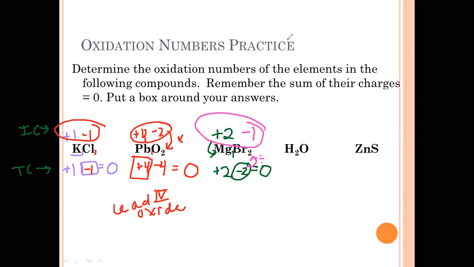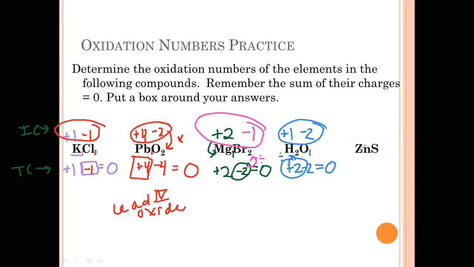Okay, on the next one, I can do either of them. When I have oxygen, I generally like to start with oxygen, but it doesn't matter. So I have -2 times 1 is -2. That means hydrogen has to be +2, but I have 2 of them, so I divide by 2, so +1. So my answers would be +1 and -2.